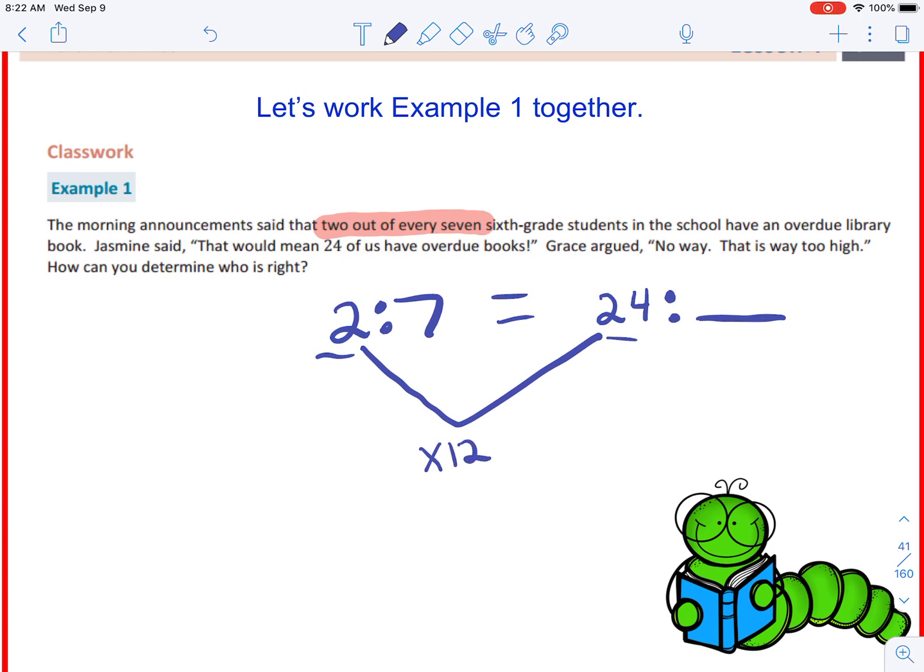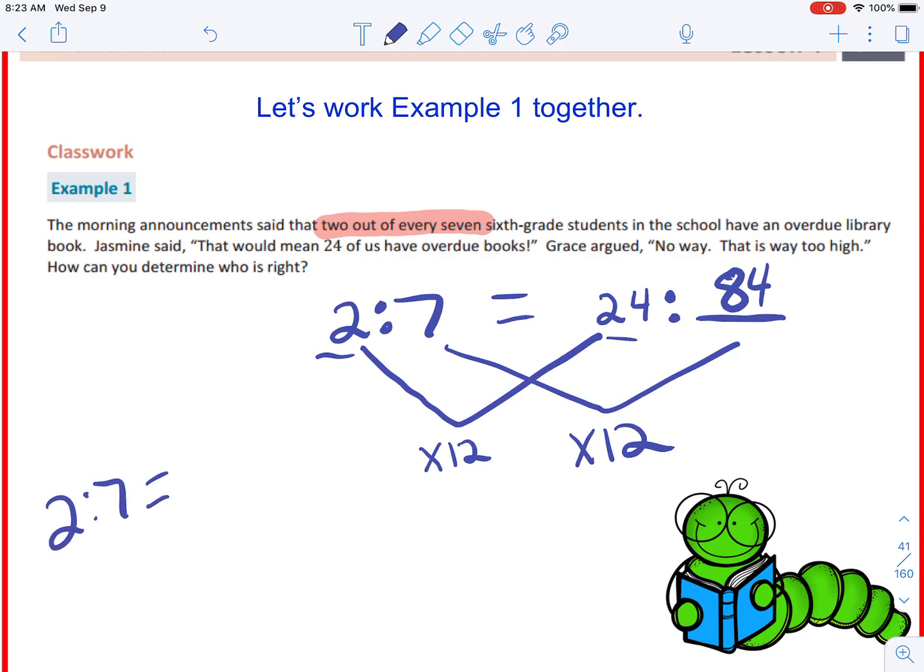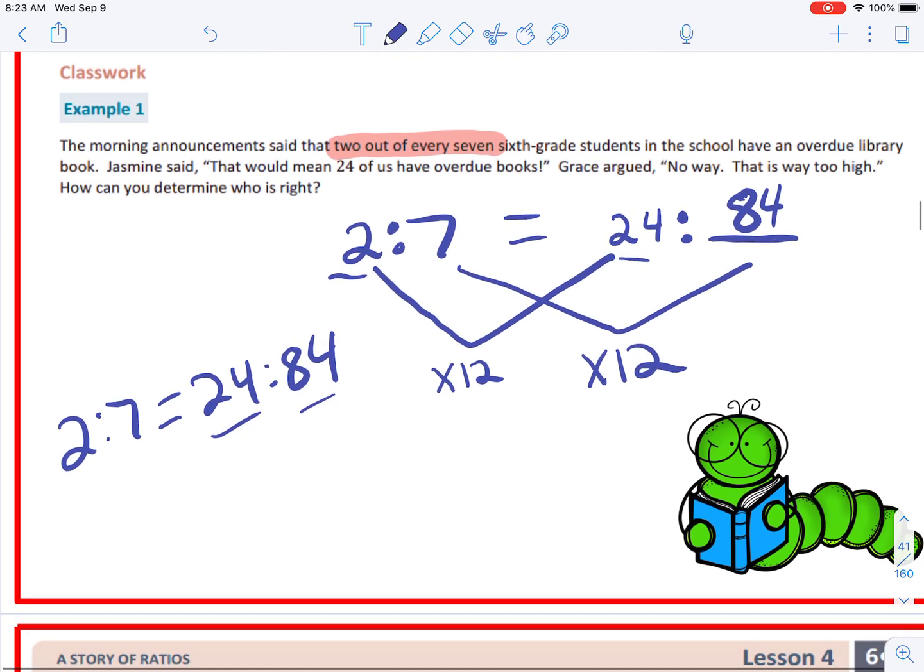So what I do to the 2, I have to do to the 7. I multiply that by 12. 7 times 12 equals 84. And so now 2 to 7 is an equivalent ratio to 24 to 84. 24 students had overdue books out of 84 total students. Let's move on.